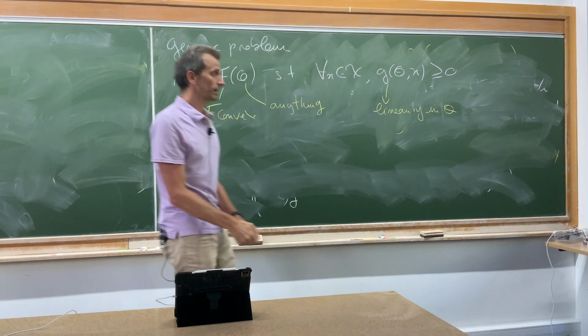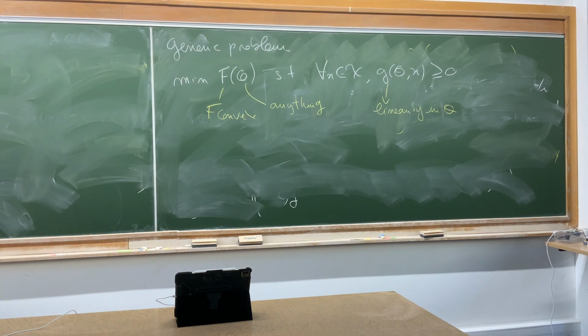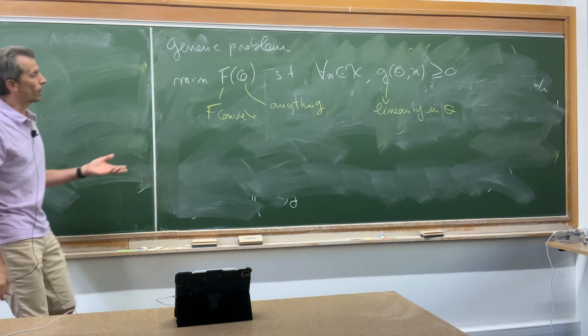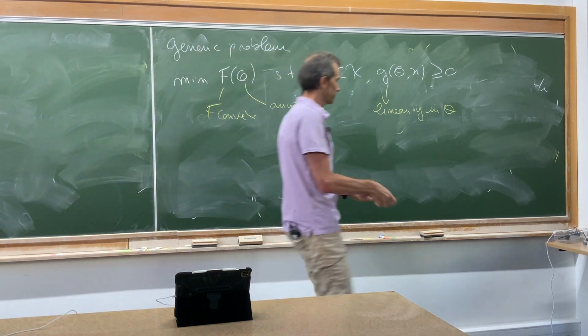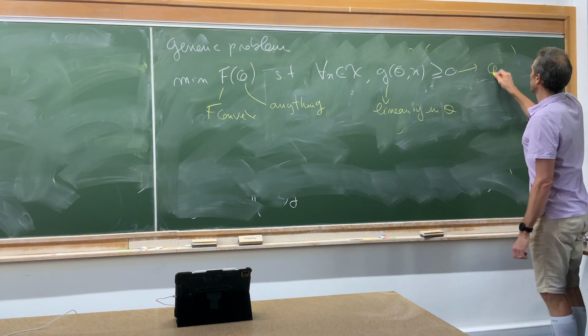So if you have something like that, you can always say, oh, one relaxation is simply to replace this by a sum of squares.